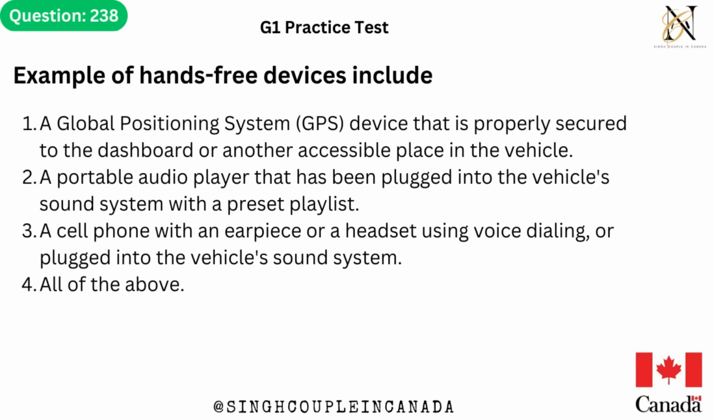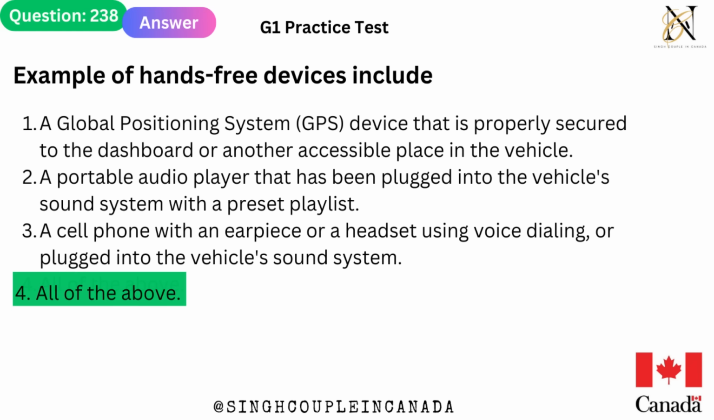Examples of hands-free devices include 1. A global positioning system, GPS, device that is properly secured to the dashboard or another accessible place in the vehicle. 2. A portable audio player that has been plugged into the vehicle's sound system with a preset playlist. 3. A cell phone with an earpiece or a headset using voice dialing, or plugged into the vehicle's sound system. 4. All of the above. The answer is 4. All of the above.